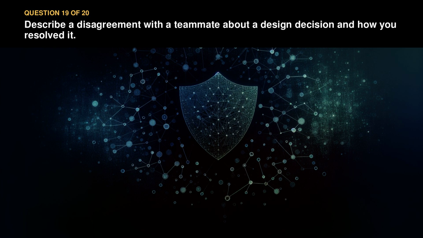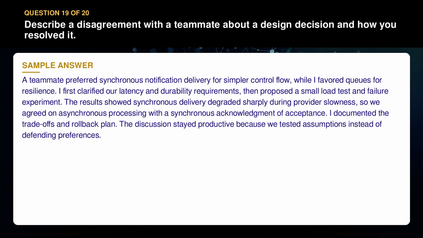Question 19. Describe a disagreement with a teammate about a design decision and how you resolved it. A teammate preferred synchronous notification delivery for simpler control flow, while I favored queues for resilience. I first clarified our latency and durability requirements, then proposed a small load test and failure experiment. The results showed synchronous delivery degraded sharply during provider slowness, so we agreed on asynchronous processing with a synchronous acknowledgement of acceptance. I documented the trade-offs and rollback plan.